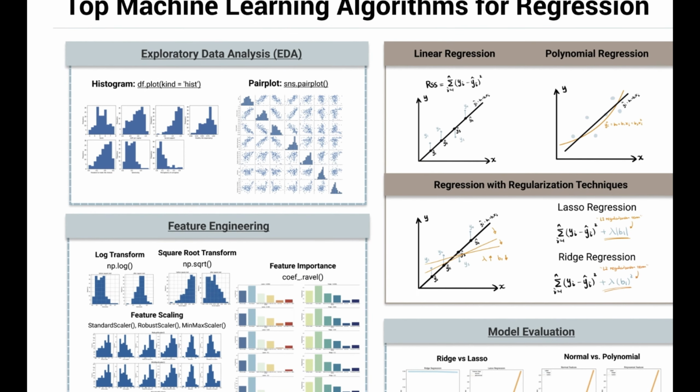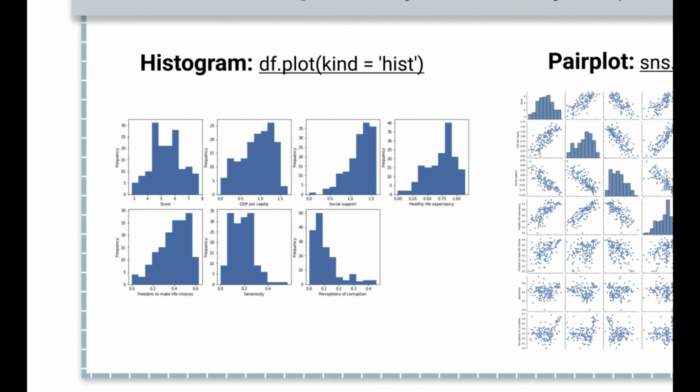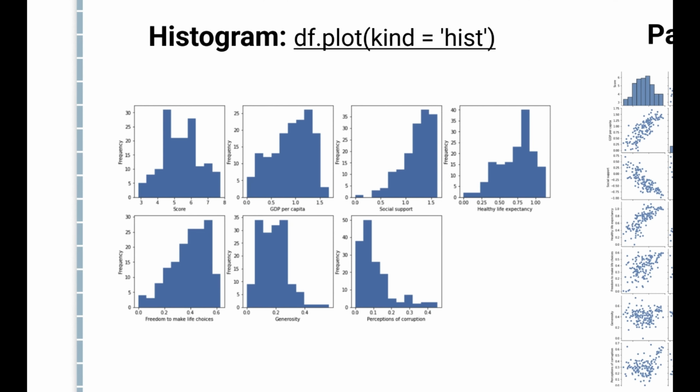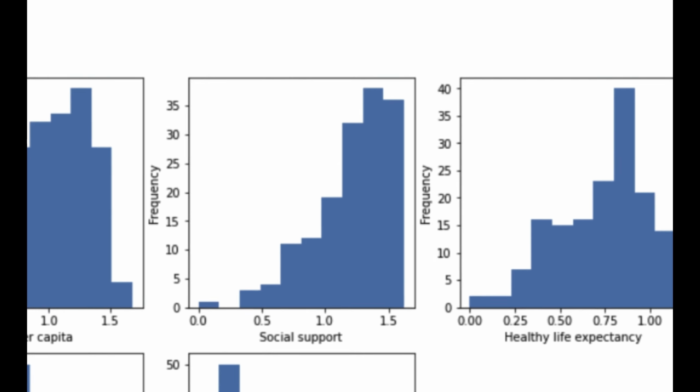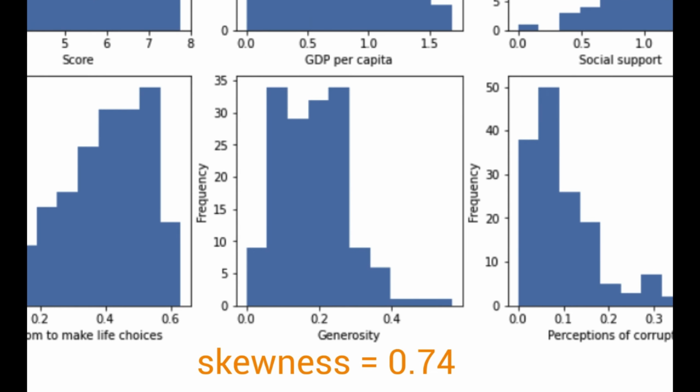Here are the useful exploratory data analysis and feature engineering techniques that are suitable for regression models. Apply histograms to understand the distribution of each feature. As shown below, social support appears to be heavily left-skewed, whereas generosity and perceptions of corruption are right-skewed. We can also combine the histogram with the skew function to quantify if a feature is heavily left or right-skewed. For example, social support has a skewness of -1.13 and generosity has a skewness of 0.74. This also indicates that feature engineering techniques are required to transform them to a more normally distributed shape.